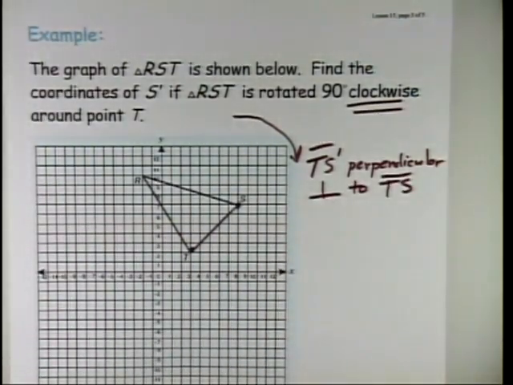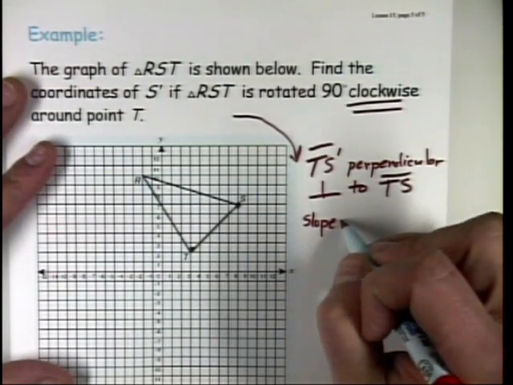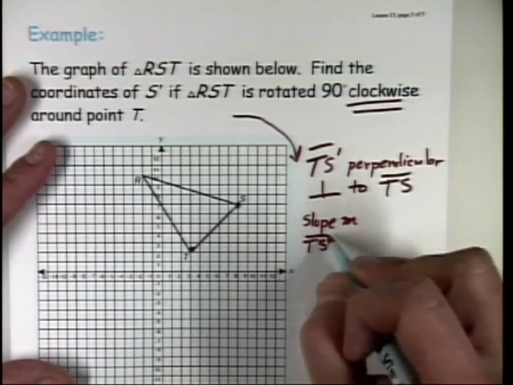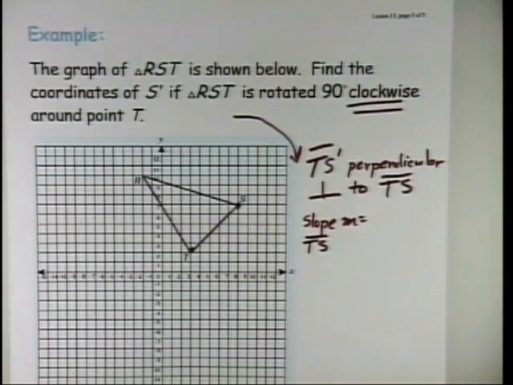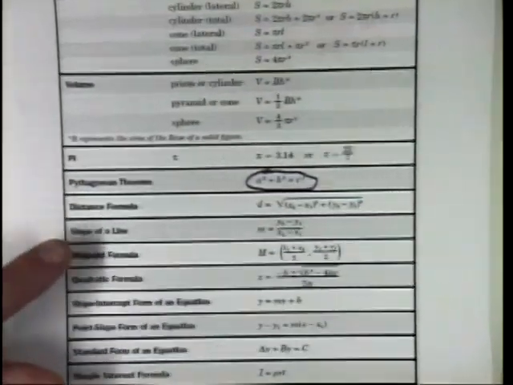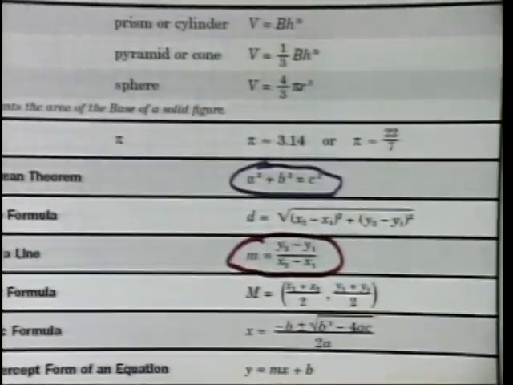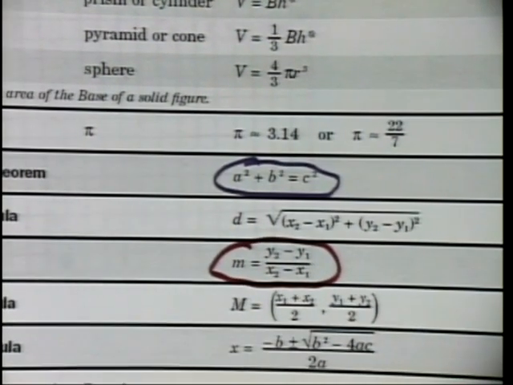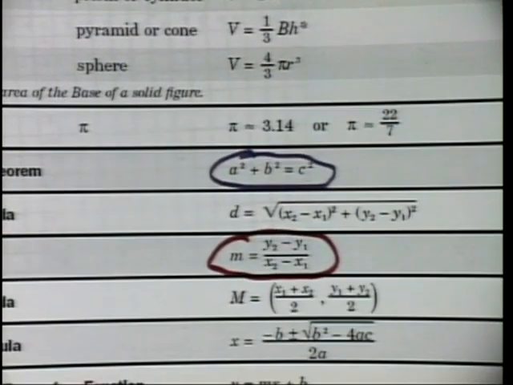Okay, so how is that going to help us find it? Well, let's go ahead and find the slope, which we called M, of the line segment TS. Slope is another thing that, if you forget the formula, is on your formula sheet. It's right here, slope of a line. It's M, which is, remember the French verb montar, y sub 2 minus y sub 1 over x sub 2 minus x sub 1. Well, that's just the change of your y values over the change in your x values.